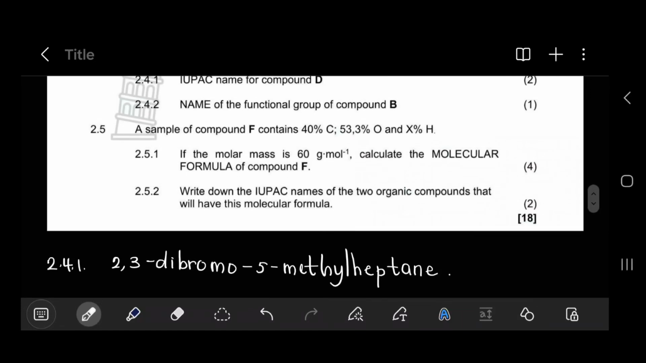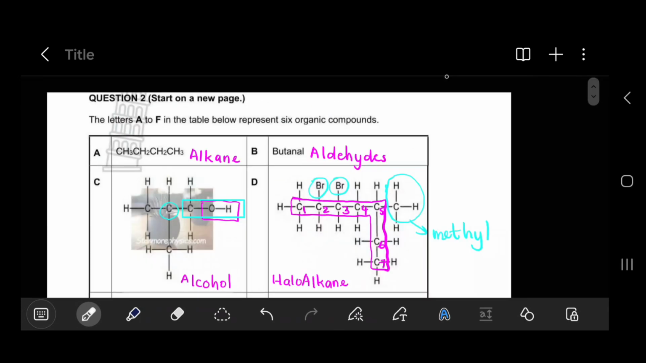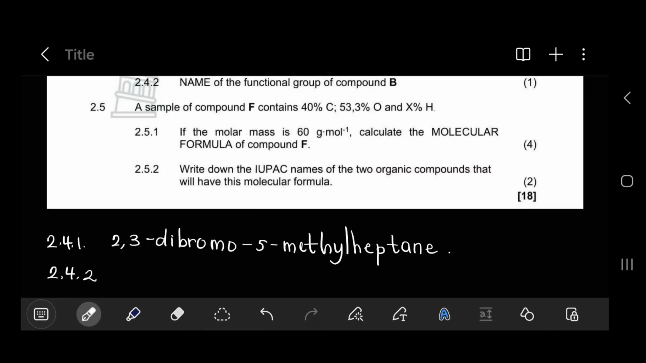2.4.2, they say name the functional group of compound B. So let's have a look at B. B is butanal, part of aldehydes. Aldehydes contain a carbonyl group. So that is the carbonyl group.